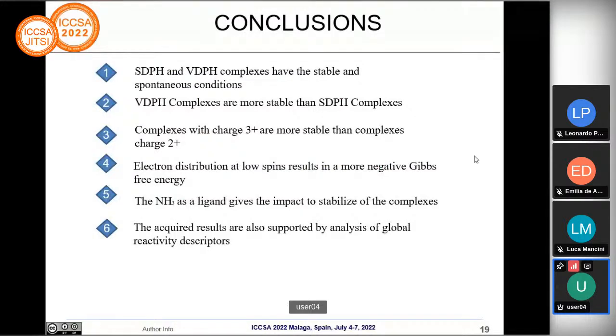The first is that the SDPH and FDPH complexes are stable and in a spontaneous condition.